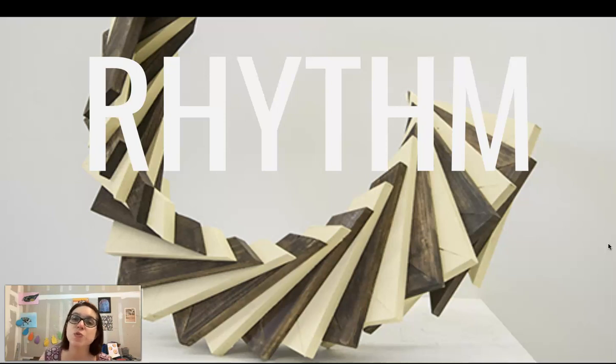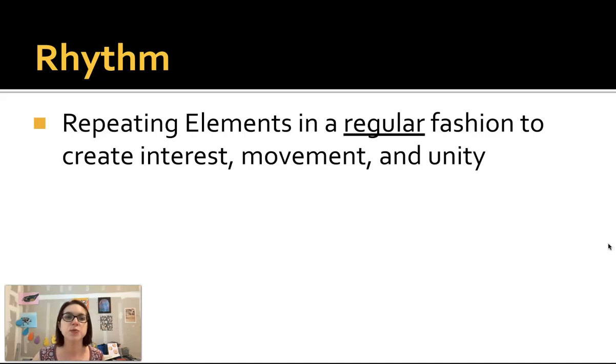Our next word is rhythm. This is a sense of repetition. So rhythm, you're repeating elements in a regular fashion to create interest, movement, and unity. Yes, sometimes other principles of design create other principles of design. But here, let's say we're repeating lines and shapes, right? We're repeating them in a regular fashion.